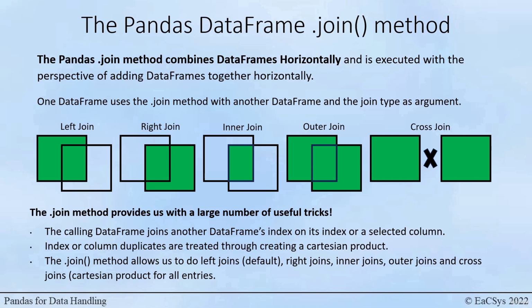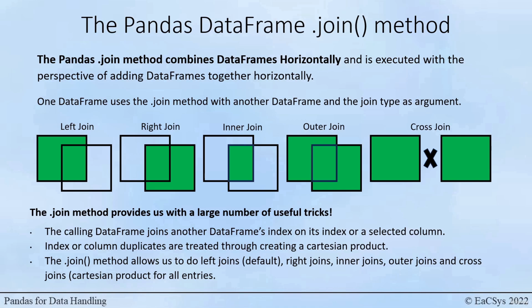The pandas data frames join method is a data frame method, and it is called from an existing data frame which is to be joined with one or more data frames. The pandas join method combines data frames horizontally. The join method provides us with a large number of useful tricks. For example, one data frame calls another data frame to join it using either the index or column to align with the called data frame's index.